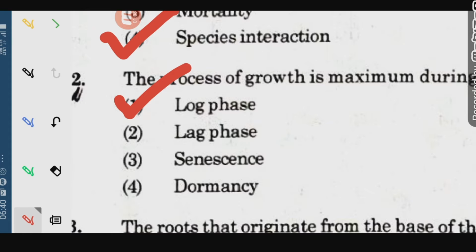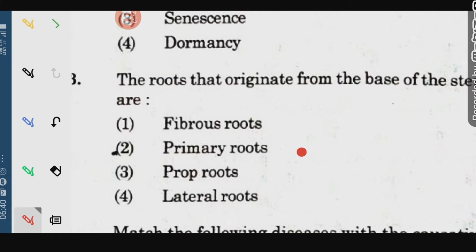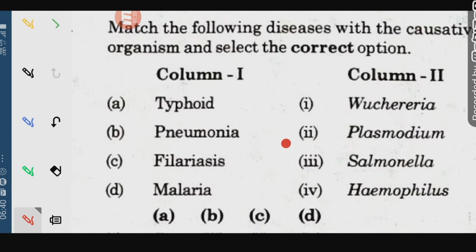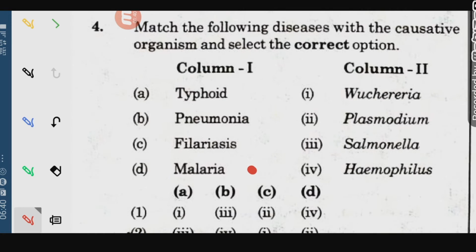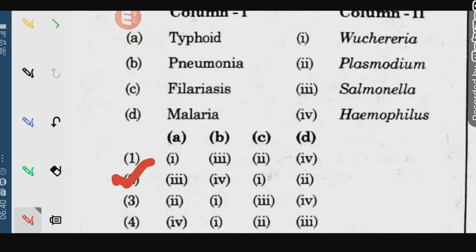Option first. The roots that originate from the base of the stem are fibrous roots. First option. Then match the following diseases with causative organisms and select the correct option. So, we know typhoid is caused by Salmonella typhi. Then pneumonia can be caused by Haemophilus influenzae. Filariasis can be caused by Wuchereria. So, what would be the correct answer? Option 2. Option 2 would be the correct answer.